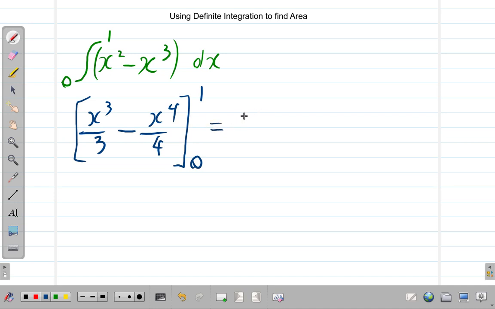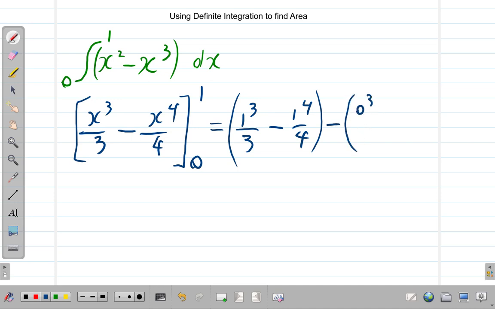So here you have 1 cubed over 3 minus 1 to the 4th over 4, that's using the upper boundary 1, minus, then we use the lower boundary 0. It will be 0 cubed over 3 minus 0 to the 4th over 4. Both of these will be 0, so you're minus 0. You don't need to write the minus 0 here. So you have 1/3 minus a quarter.